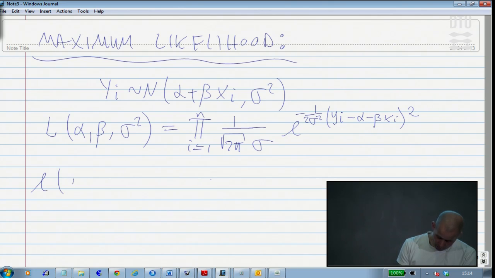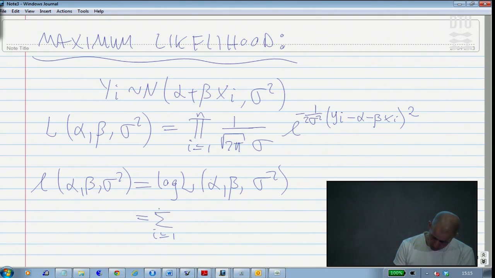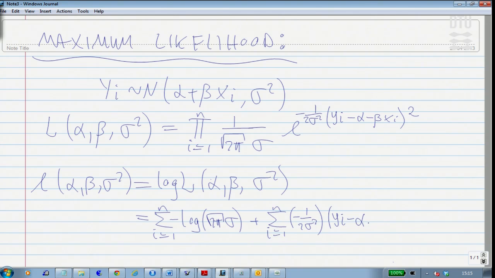And then the log likelihood function, which is usually used instead because of simplicity, becomes the sum from i equal 1 up to n of, we should take these terms first, minus log square root 2 pi sigma, that's the first term, and then plus the log would cancel out with the exponential, and we would have the sum from i equal 1 to n, because the product becomes the sum of all these terms, minus 1 over 2 sigma squared, and then yi minus alpha minus beta xi squared. This would be the log likelihood function.